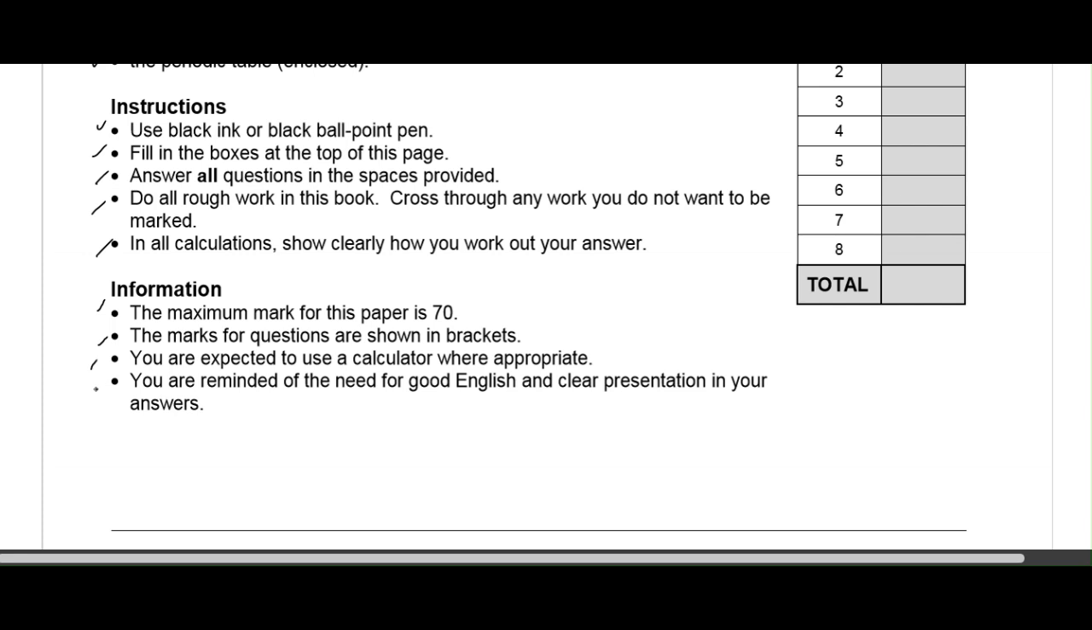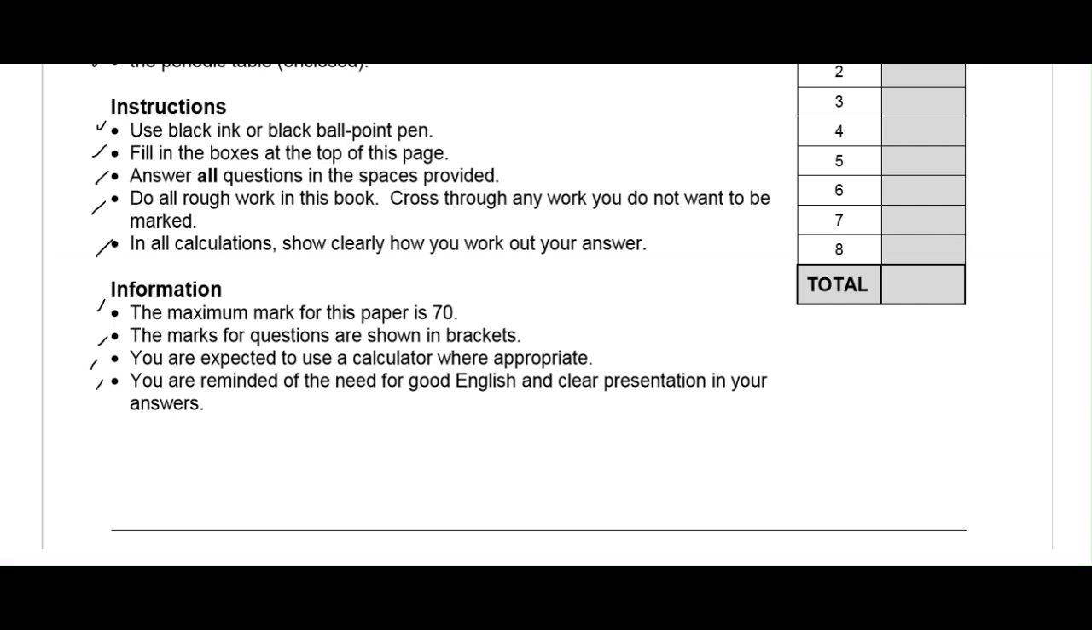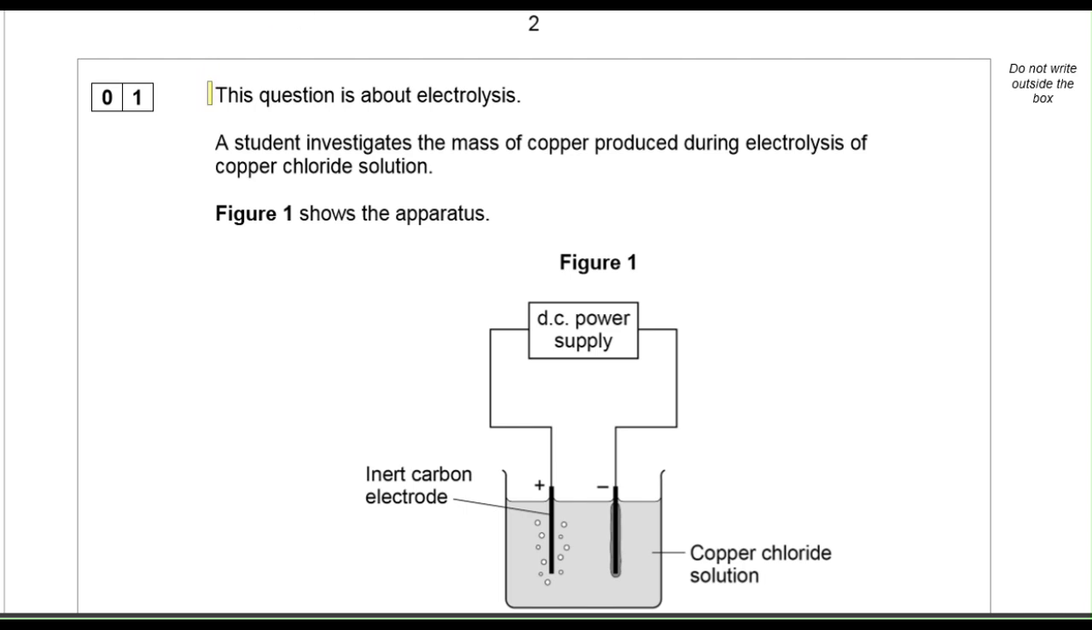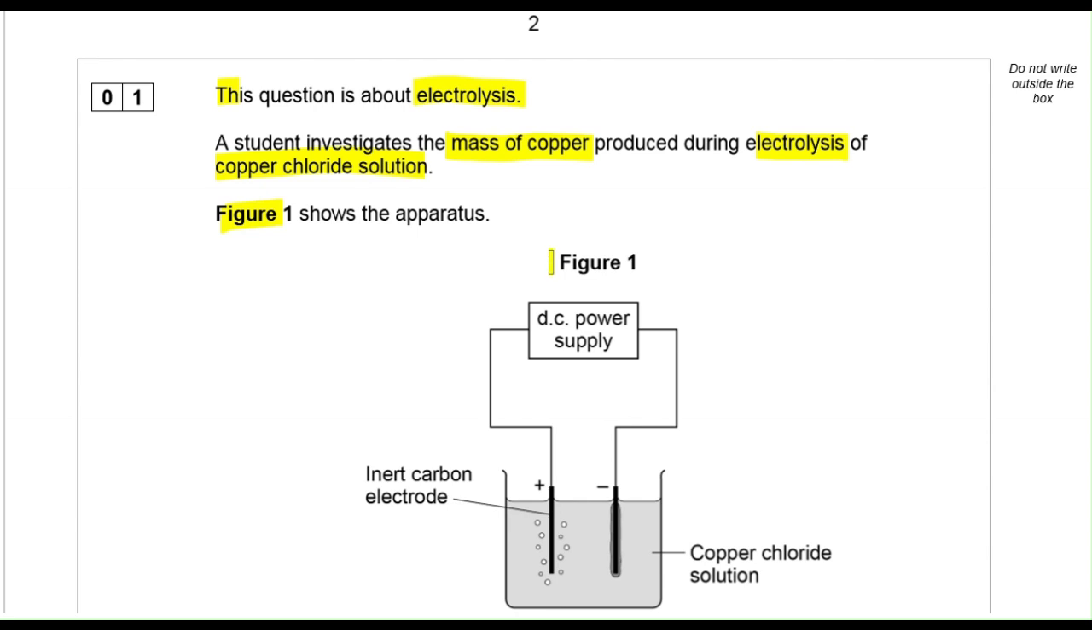So I'll demonstrate this now. Question 1. This question is about electrolysis. A student investigated the mass of copper produced during electrolysis of copper chloride solution. Figure 1 shows the apparatus. There's figure 1, you've got an inert carbon electrode, a plus and a minus electrode, that's the anode and cathode, and a copper chloride solution.